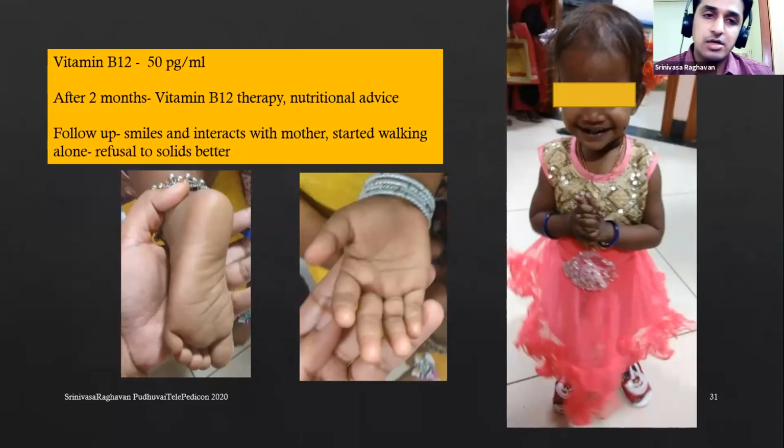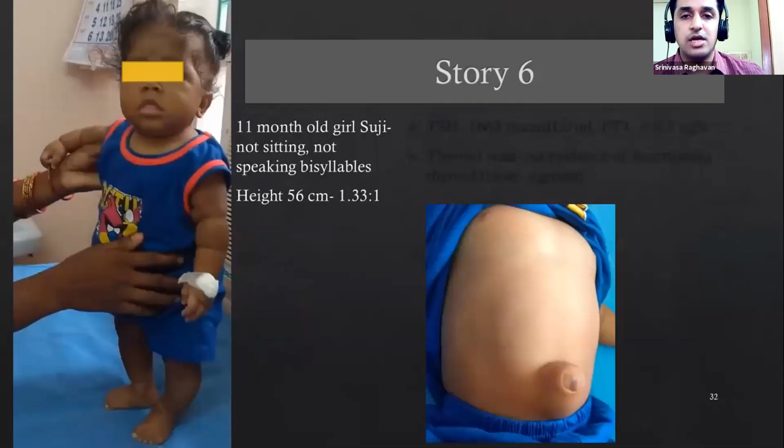The child was started on vitamin B12 therapy and nutritional advice was given. And you can see the follow-up visit. The child is smiling. She has begun interacting with the mother. Child was not walking well, started walking alone. Of course, a minimal occupational therapy also was started, and refusal of solids also had improved. And here you can notice that the hyperpigmentation also is slowly resolving. Hence, correctable causes such as this must never be missed in clinical practice.